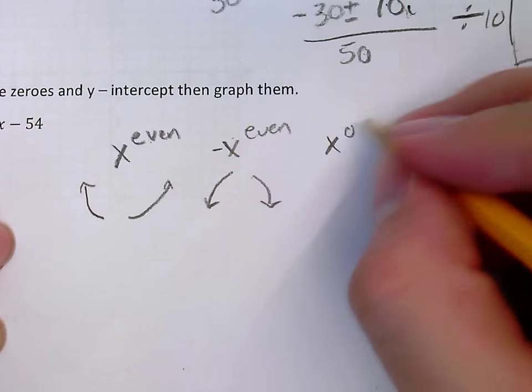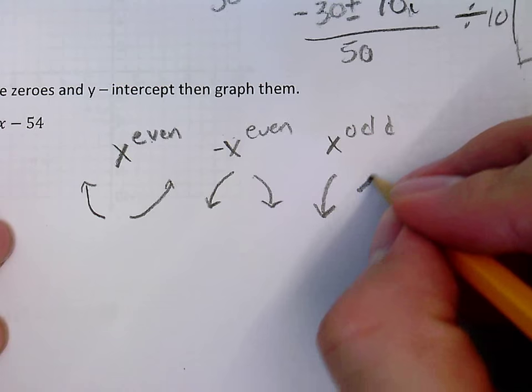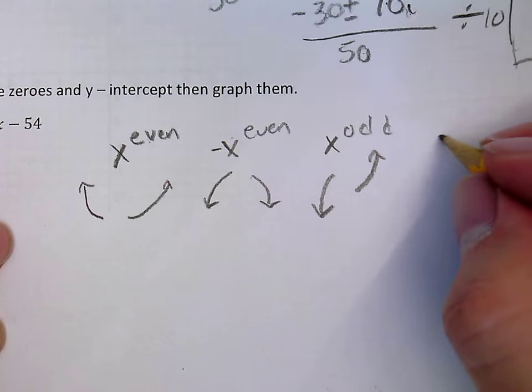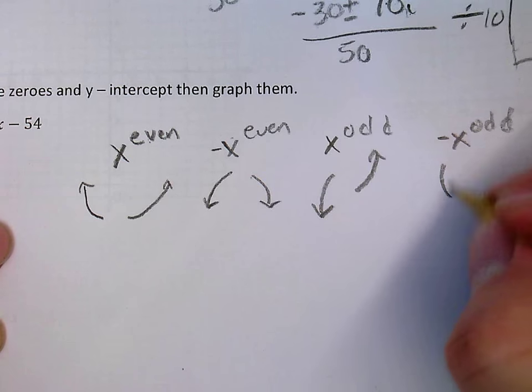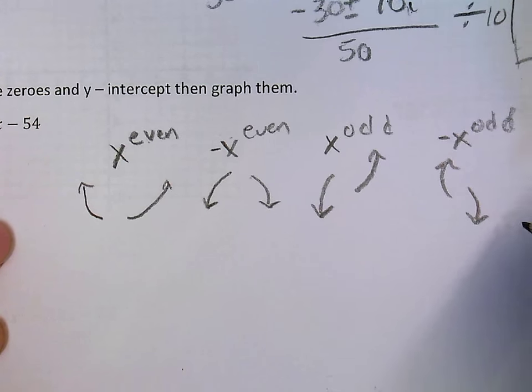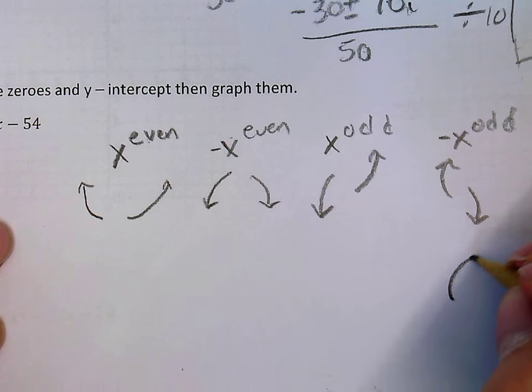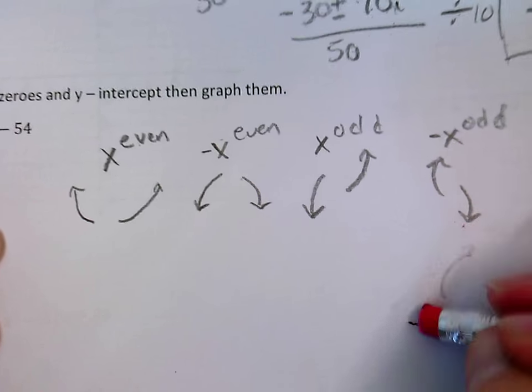So if we have x odd, the left one will go down, the right one will go up. And if we have negative x and it's odd, then the right one will go up. The left one will go up and the right one will go down. And it'll look like that. Okay? Now, a lot of you guys try to curve it back like this. That's not correct. I'll show you the correct way when I graph the first one.